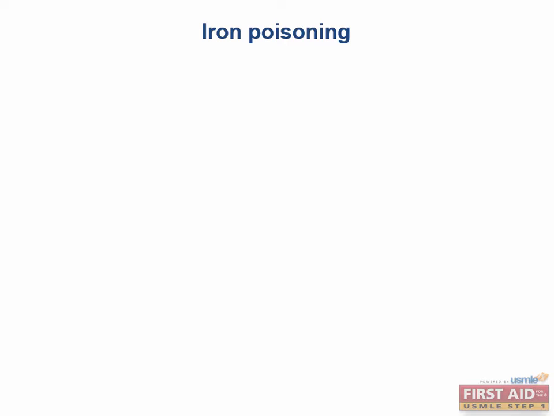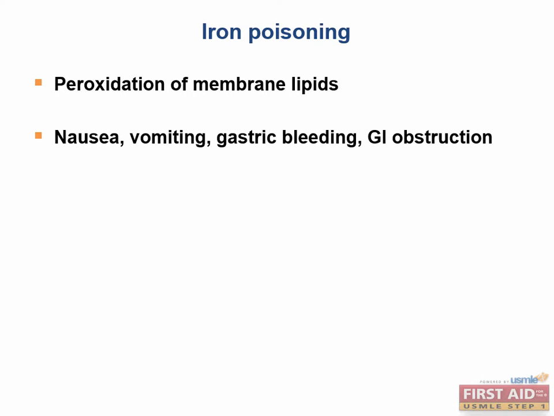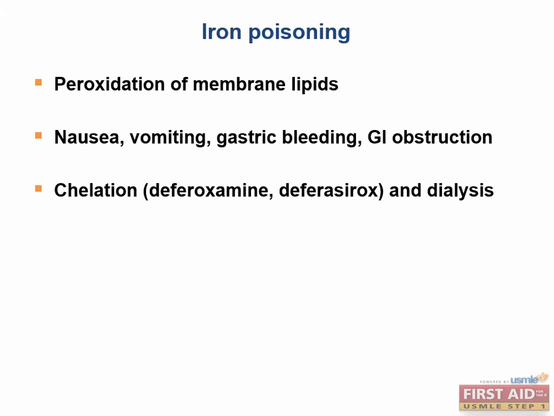Now that we've discussed lead poisoning, let's turn to iron poisoning. Iron poisoning has a high rate of mortality in children who may accidentally overdose on adult medications that can look like candy to small children. This may be the exact presentation you will find on your Step 1 exam. The mechanism of iron poisoning is peroxidation of membrane lipids that leads to cell death. Symptoms you should be aware of include nausea, vomiting, gastric bleeding, lethargy, and GI obstruction. Treatment includes chelation with either IV deferoxamine or oral deferasirox and dialysis.